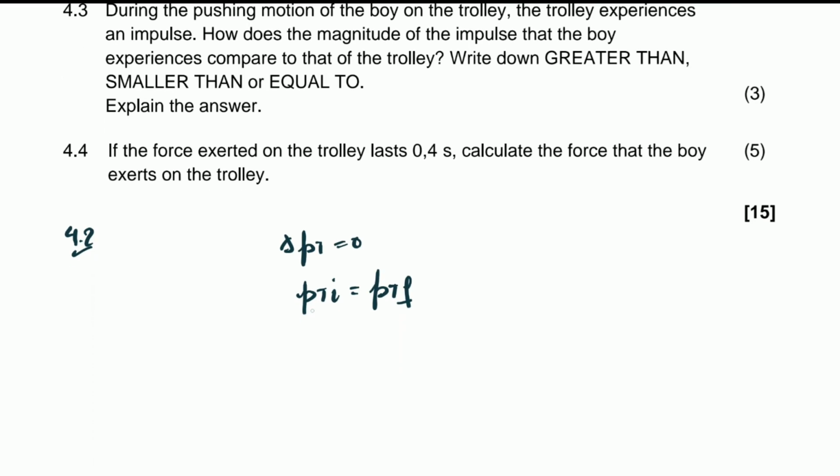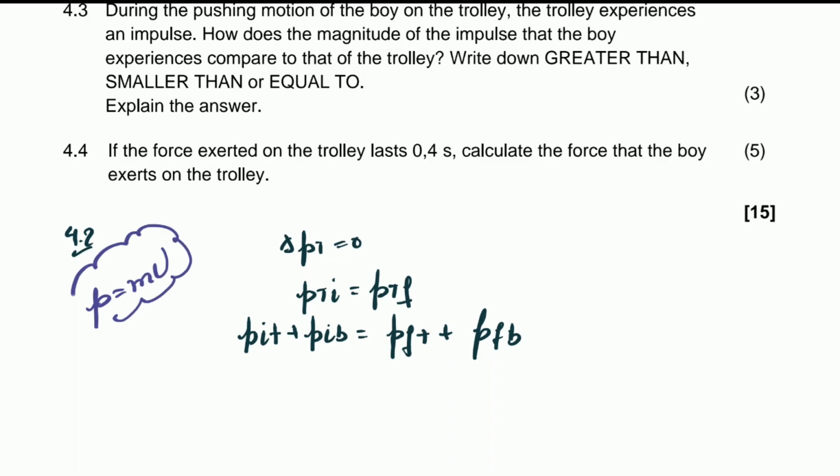What is the total initial and total final? This is the initial momentum of the trolley, I'm going to use T for trolley, plus the initial momentum of the boy, and it is equal to the final momentum of the trolley plus the final momentum of the boy. That is the starting point. You don't have to start from there if you don't want to. You must remember that momentum is equal to the product of mass and velocity of the object. This is the definition of momentum, and it is what we are going to substitute in each of those formulas.